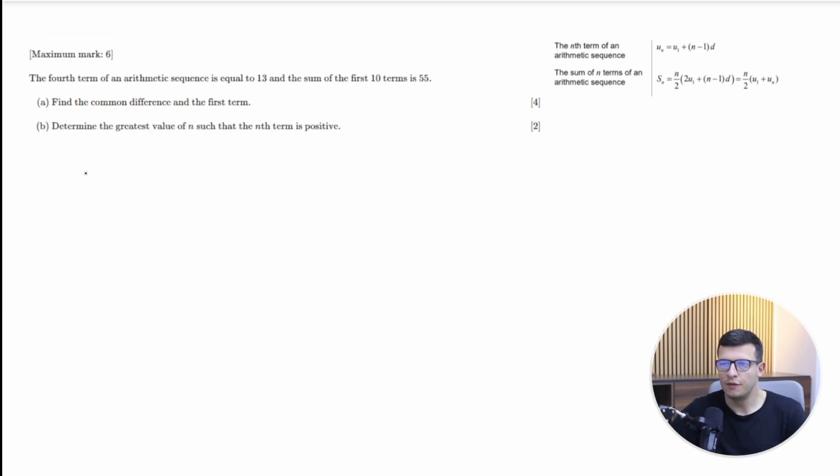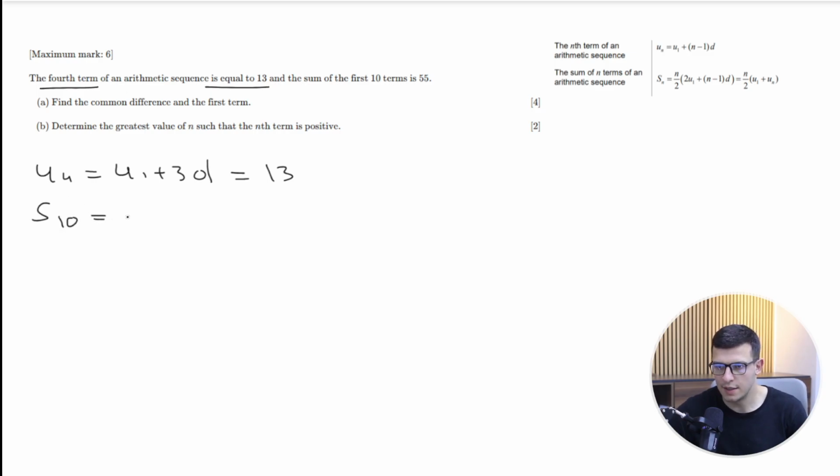The fourth term of an arithmetic sequence is equal to 13, and the sum of the first 10 terms is equal to 55. Find the common difference. All right, let's use our formulas. The fourth term is equal to 13, so I will say U4 is equal to U1 plus 3d equal to 13. Get used to writing that. And the sum of the first 10 terms, so S10 is equal to 10 over 2.